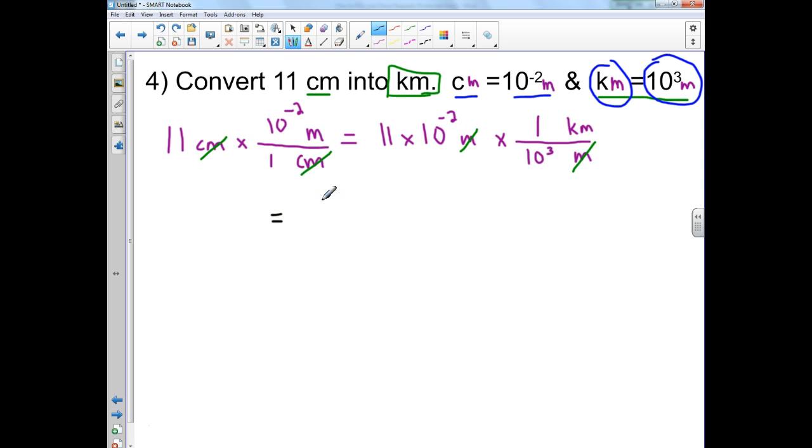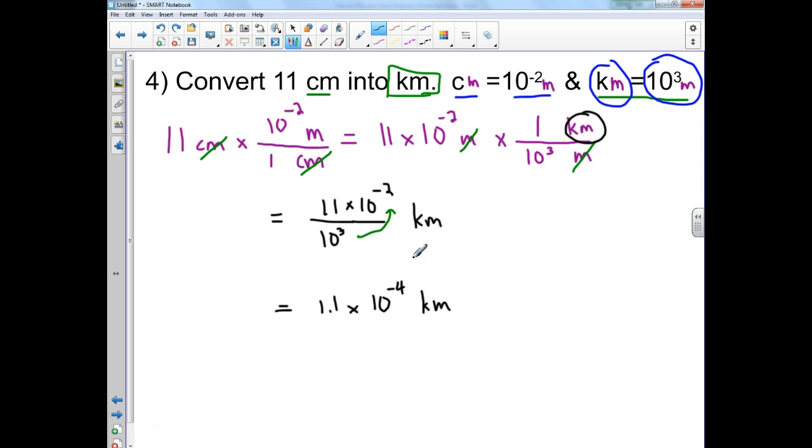You're left with 11 over 10 to the 3 times 10 to the 2, 10 to the minus 2. That many, and then times kilometers, so that many kilometers. Now if you combine your powers of 10, 11 is 1.1 times 10 to the 1. So you've got 10 to the positive 1, 10 to the minus 2, and then this would be 10 to the negative 3 when you bring it up. 1 minus 2 minus 3, that's 10 to the minus 4, times the 1.1. So there's your final answer.